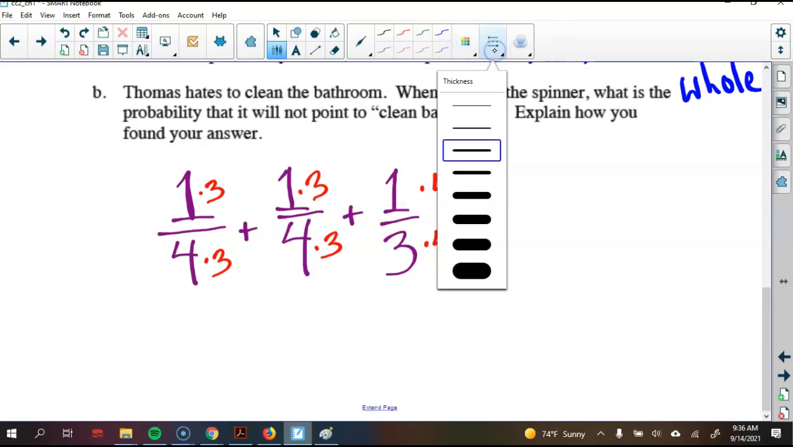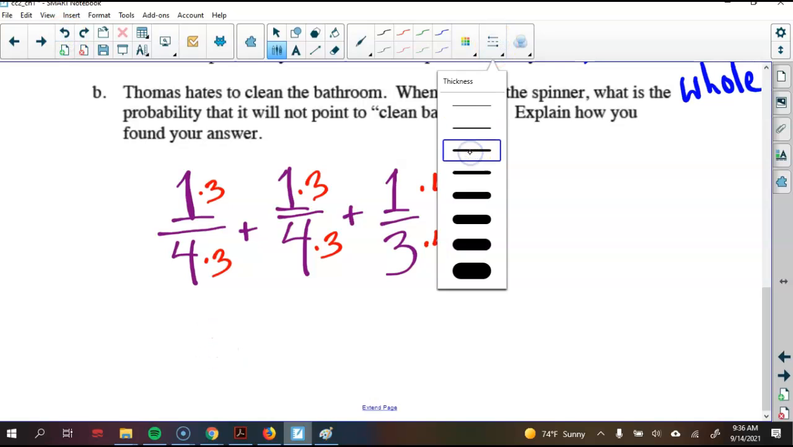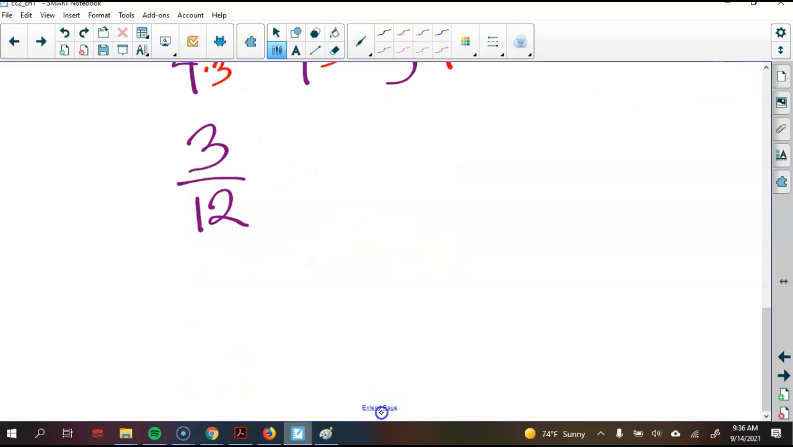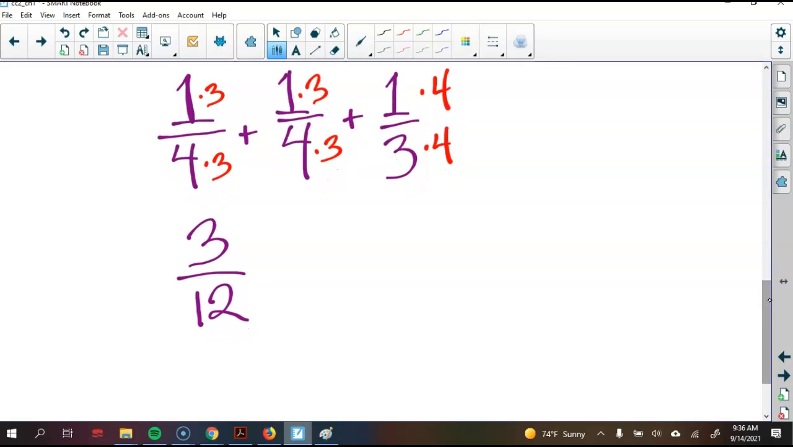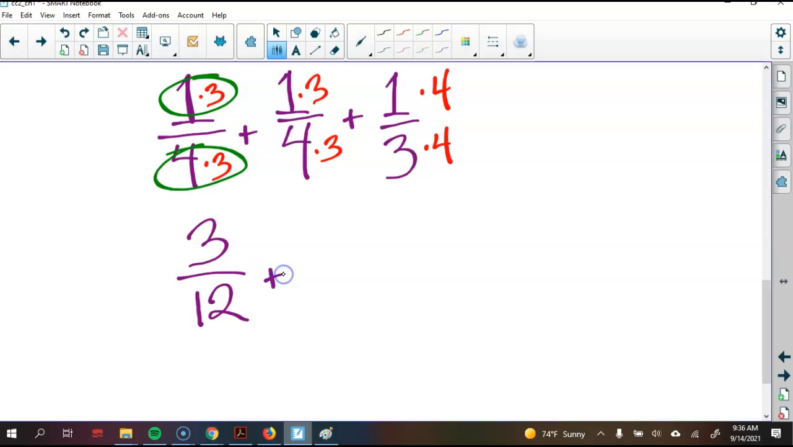And guys, we can start to try to store these in our memory. 1/4 is 3/12. Right, 1/4 became 3/12, because 1 times 3, 4 times 3. We have another 3/12.